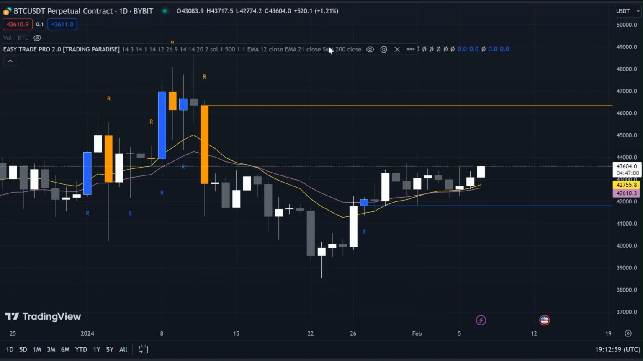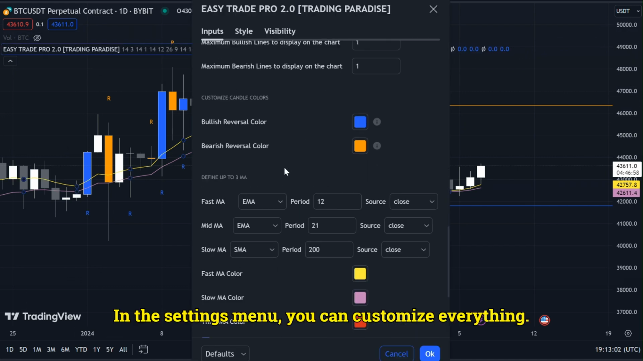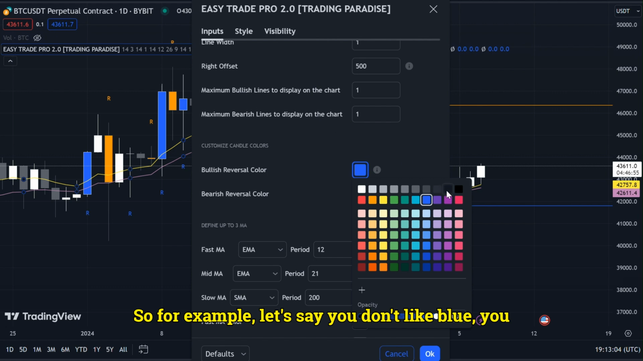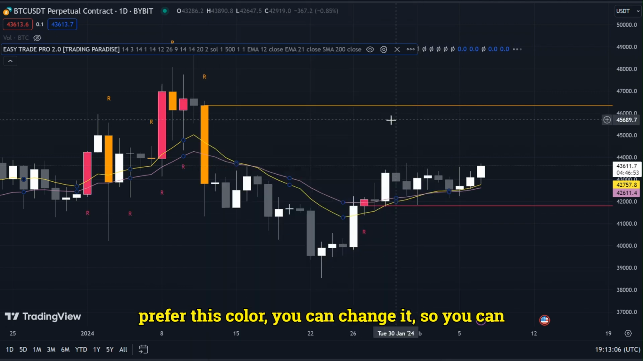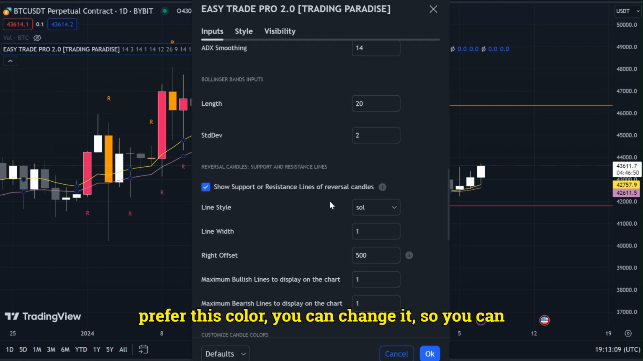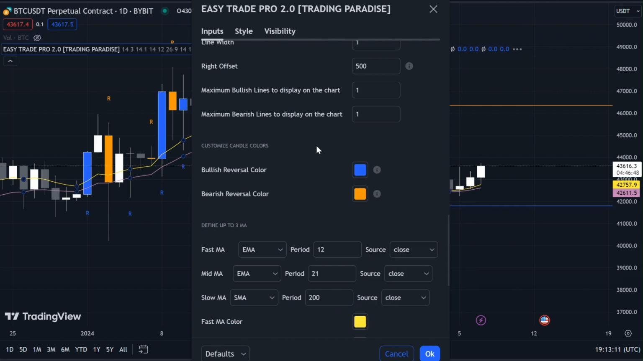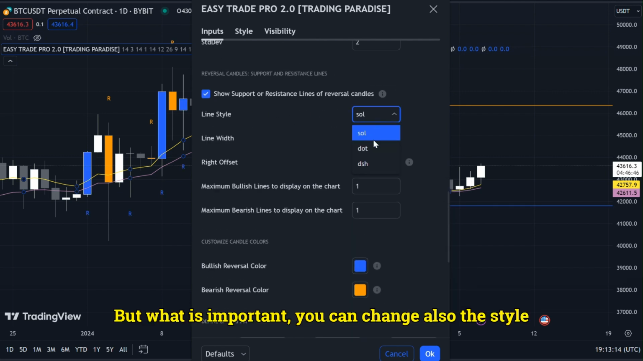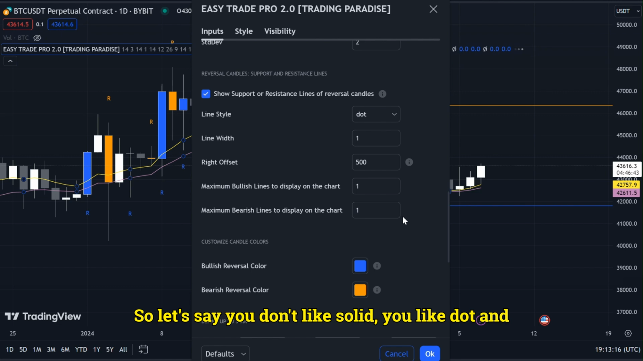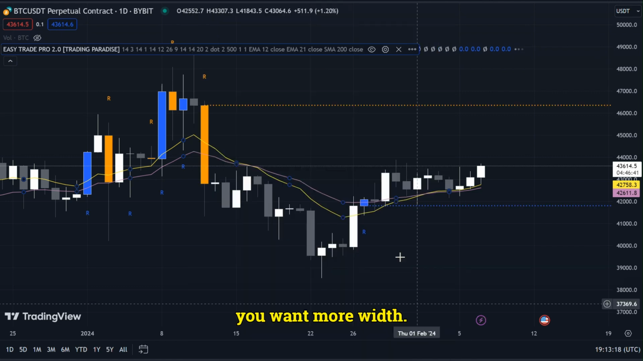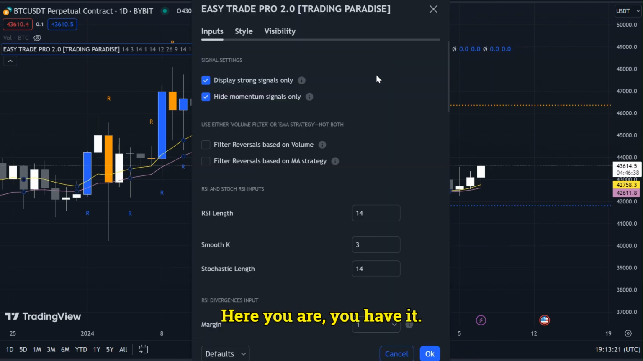In the settings menu, you can customize everything. So for example, let's say you don't like blue, you prefer this color, you can change it. So you can change everything for both. But what is important, you can also change the style of the line. So let's say you don't like solid, you like dotted, and you want more width. Here you are, you have it.